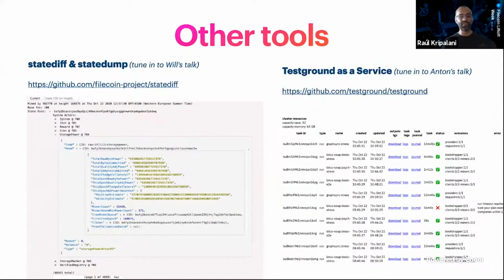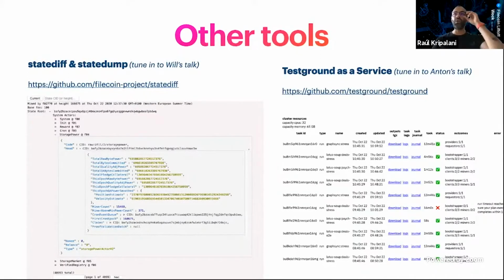There are other tools that surround this ecosystem of testing within Filecoin. State diff and state dump, we already covered state diff. What you see there is a screenshot of State Explorer. This slide should say State Explorer, which is a project that Will is going to talk about as well in a few hours.